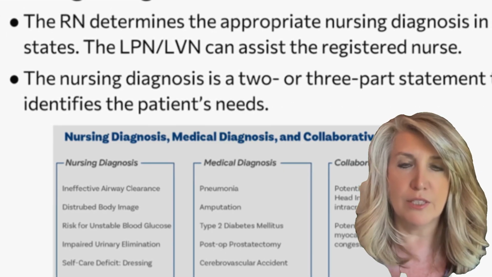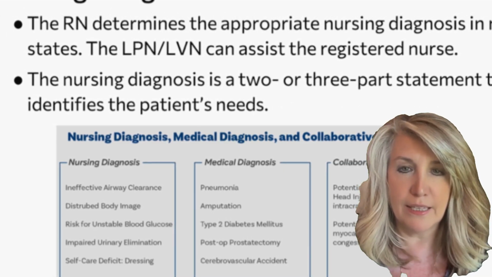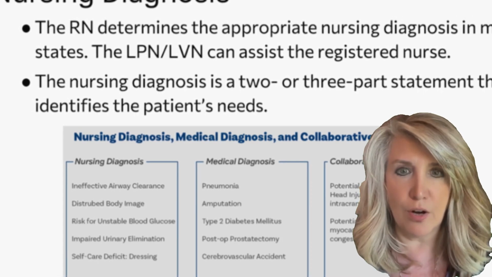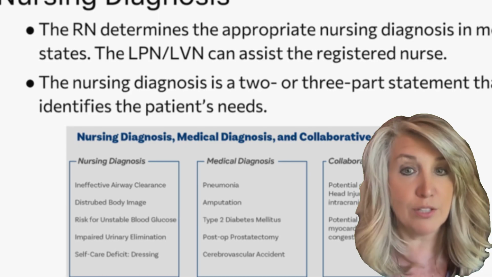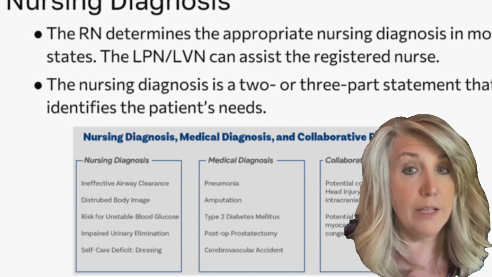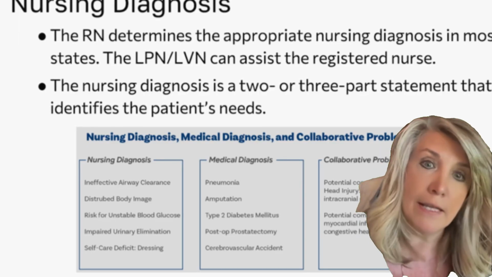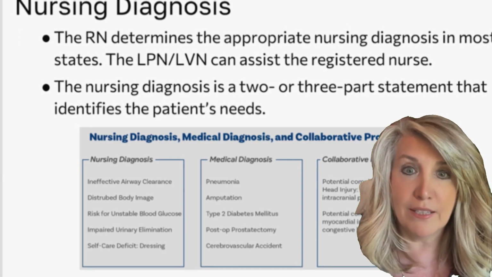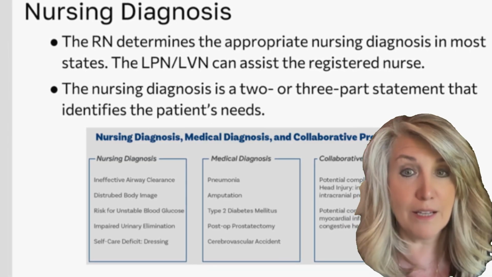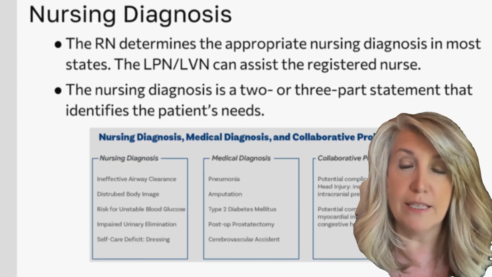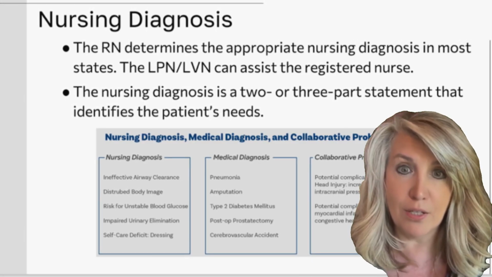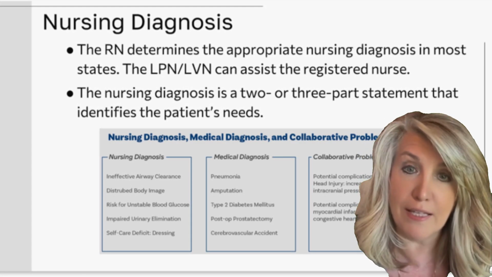Slide 11, Nursing Diagnosis. Planning. This slide highlights scope and structure. In most states, the RN determines the appropriate nursing diagnosis, and the LPN/LVN can assist. The nursing diagnosis is typically a 2 or 3-part statement that identifies the patient's needs. Then, planning. The LPN/LVN serves as a partner in planning care collaboratively with the RN and the patient.